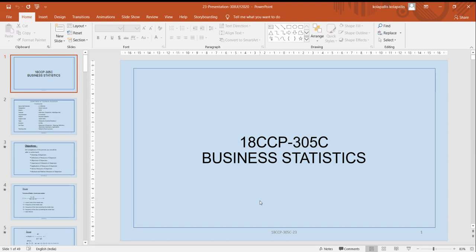Measures of central tendency were in 2 units, second and third, in which we have seen different types of averages, the meaning and definition of averages, the importance of the averages, how to use them, and how to calculate different types of averages, that is mean, median, mode, geometric mean, harmonic mean.